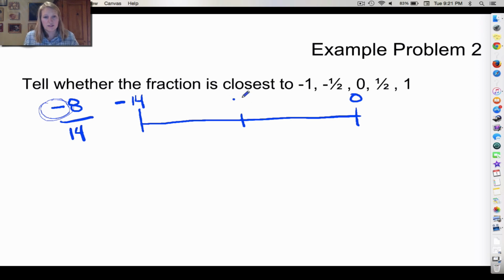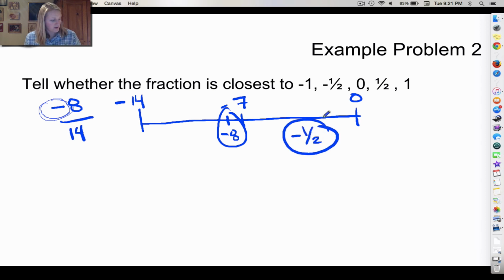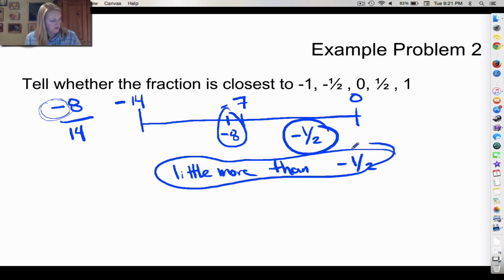You are in the negative scale anyway, so you're going to be on the negative side here. Half of negative 14 is negative 7. Here you are, negative 8 is right here. So you are pretty much close to negative 1/2, is the way that you would show your work for that. It's a little more, and the way you would say it is a little more than negative 1/2. Okay, that would be the answer that I'd be looking for.